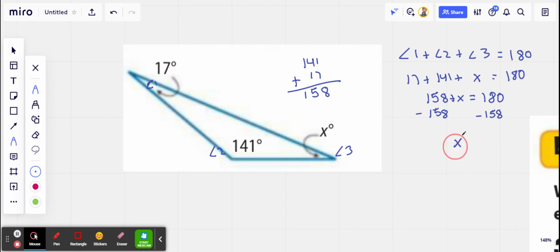So x equals, this is 0. Let's borrow here, 7 and 10. 10 minus 8 is 2. 7 minus 5 is 2. And 1 minus 1 is 0. So x equals 22. So this is 22 degrees.